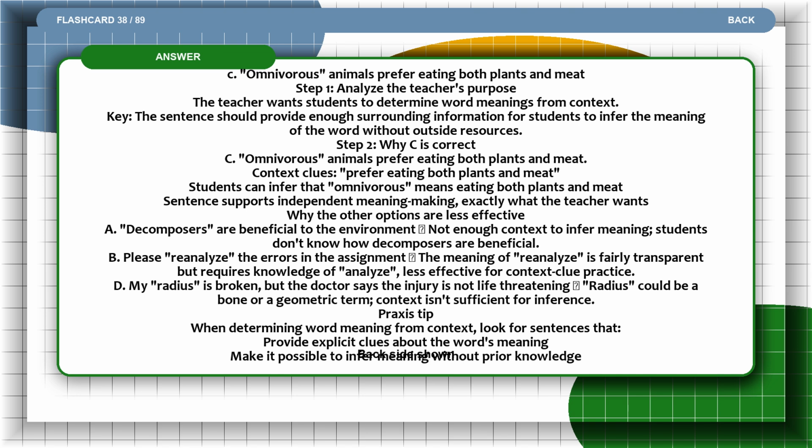Praxis tip when determining word meaning from context. Look for sentences that provide explicit clues about the word's meaning. Make it possible to infer meaning without prior knowledge.